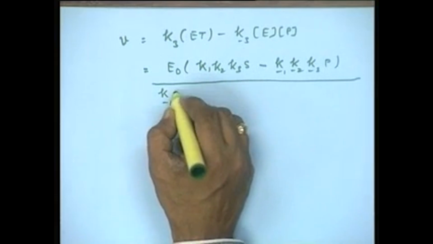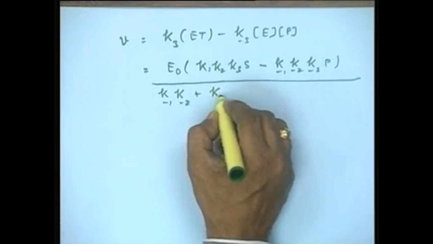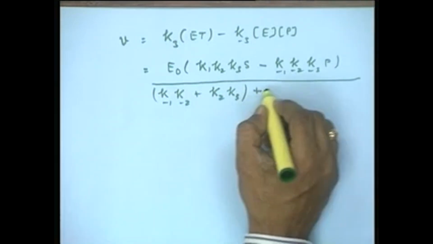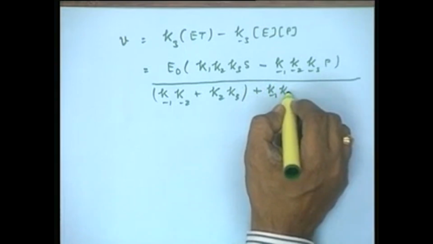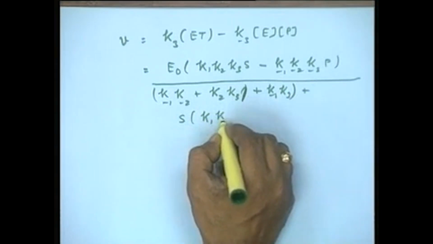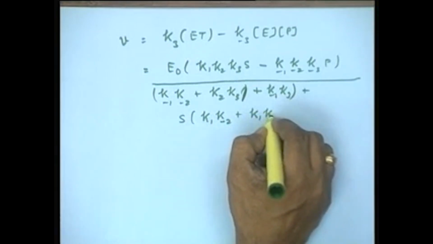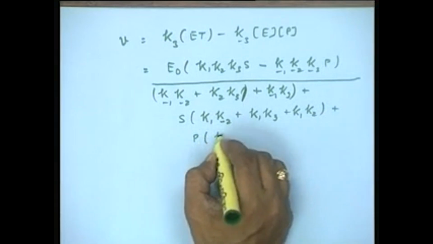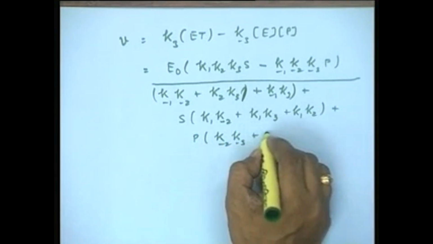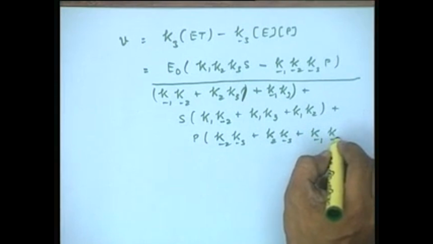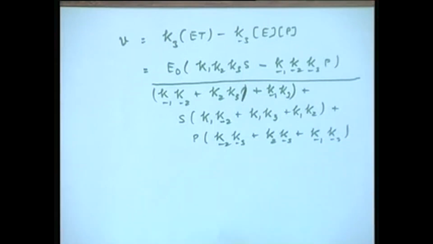K minus 1, K minus 2 plus K2, K3 plus K minus 1 K3, sorry, this is the whole bracket, plus S K1 K minus 2 plus K1 K3 plus K1 K2 plus P K minus 2 K minus 3 plus K2 K minus 3 plus K minus 1 K minus 3. So, this comes out to be the rate expression for such a reaction mechanism.